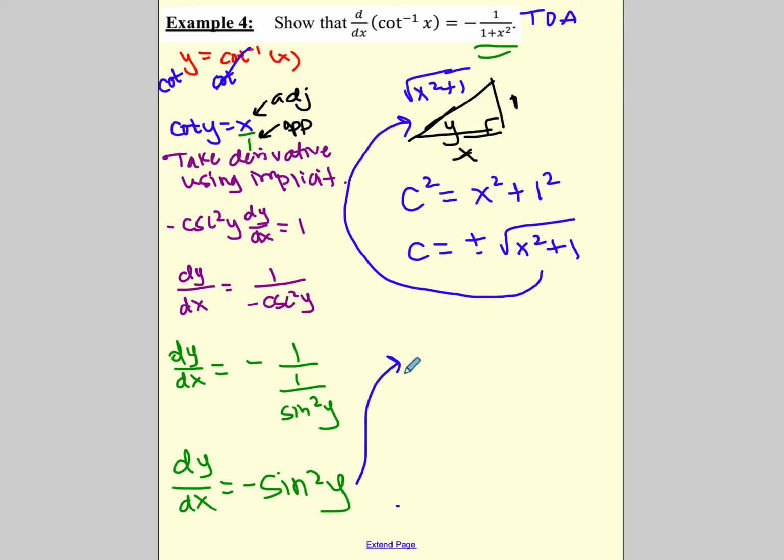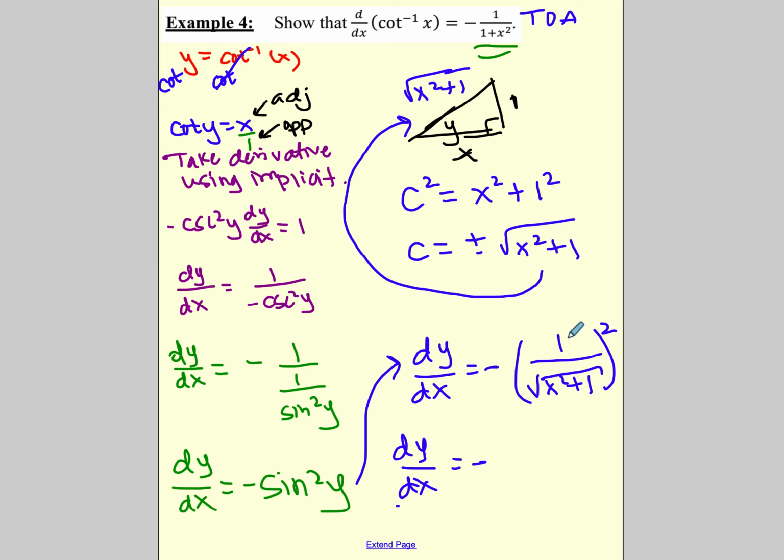Okay, so I'm going to do a little substitution. So I got my dy dx is equal to negative. Now sine is opposite over hypotenuse. So my opposite is 1, over my hypotenuse, square root of x squared plus 1. And then this is not just sine, it's sine squared, so I would square it. And then I'm going to simplify dy dx. The negative stays. I would say, well, 1 squared is 1, all over the square root of x squared plus 1 squared would just give me x squared plus 1. And now, do they equal what I was to prove or show? Yes, it does. Okay, so there is example 4.